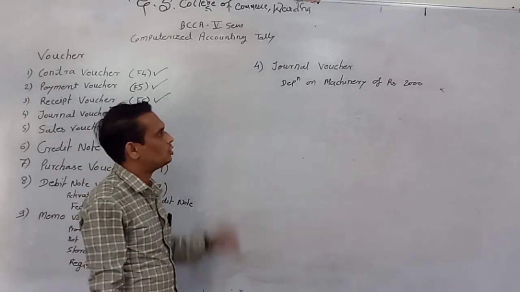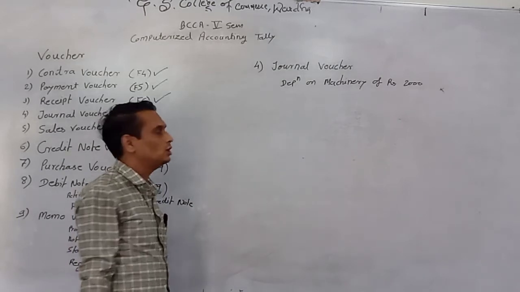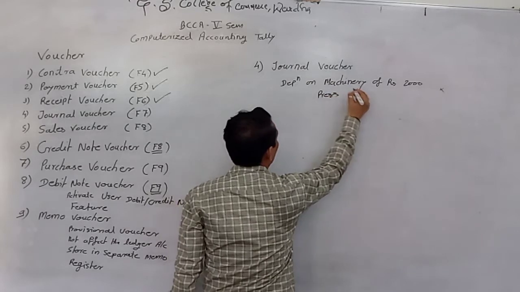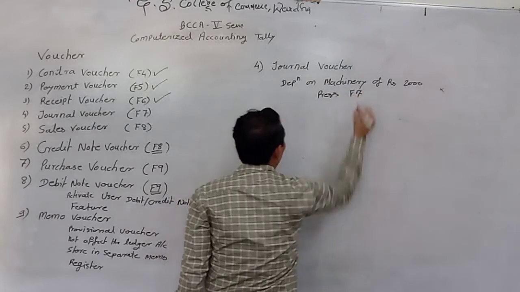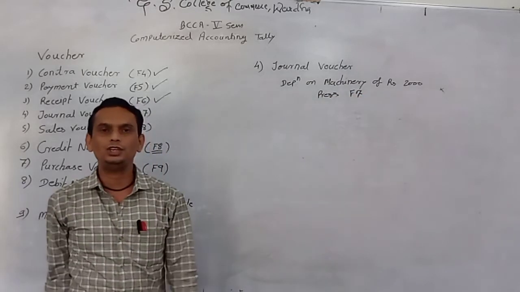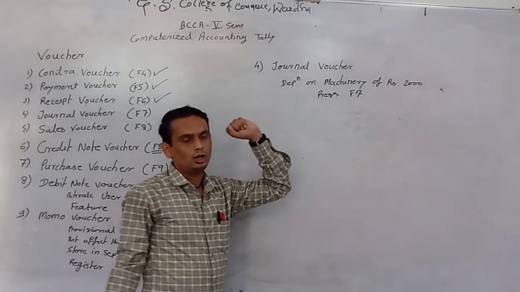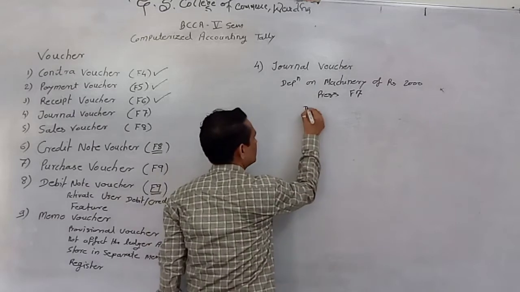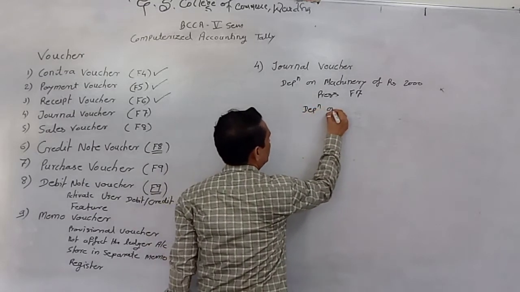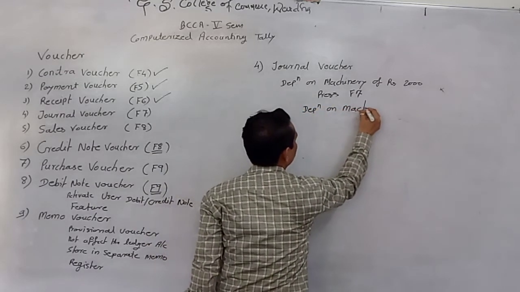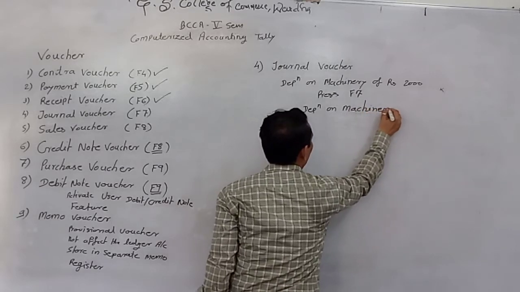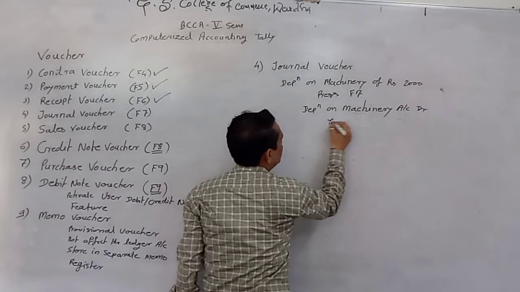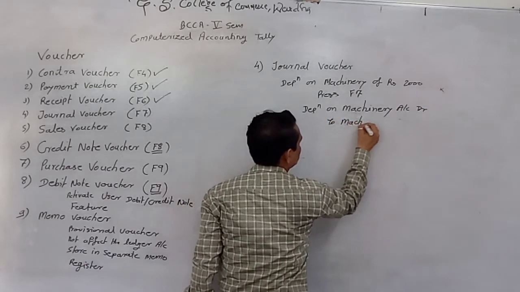So for depreciation on machinery of rupees 2,000, press F7. F7 is the function key for the journal voucher. So depreciation on machinery account debit to machinery account.